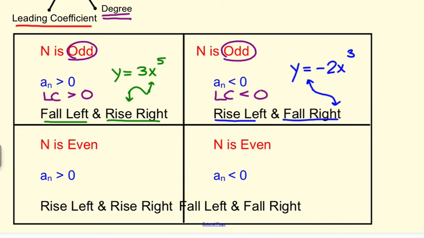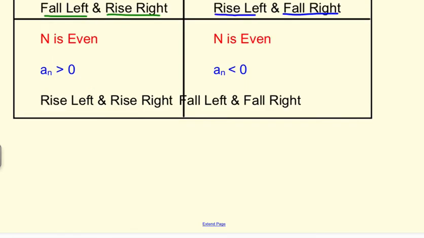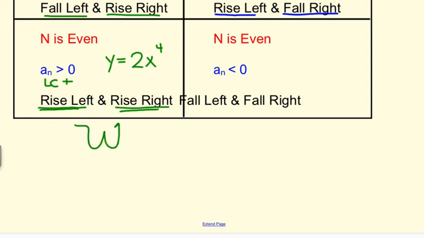The last two are when your degrees are even. And in this case, your leading coefficient is a positive number. So how this might look is y equals, let's say, 2x to the 4th power. So your leading coefficient is 2, your degree is even. So what happens is it's going to rise on the left and rise on the right. So in this case, it's going to be the shape of a W.